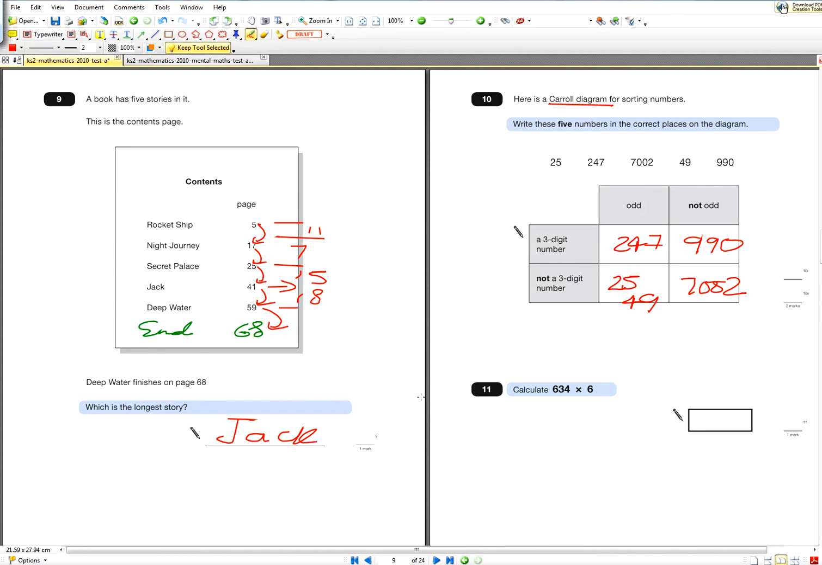Next question. 634 times by 6. Just pop the 6 underneath. Work it out like a normal multiplication question with your borrowing and stuff. And that should give you an answer of... What's the answer for that one? 3804. Check your answer. If that's right, it's lovely. Move on.